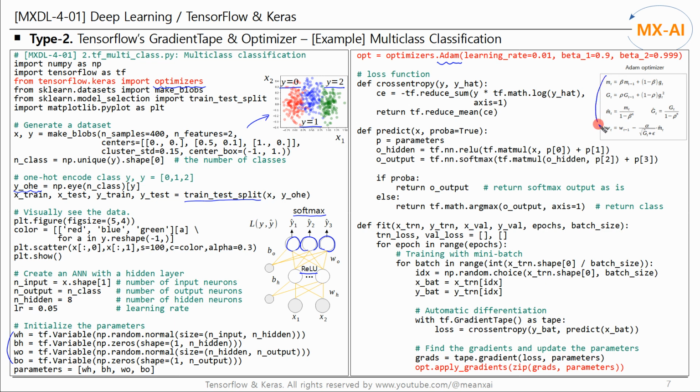We looked at the optimizer in detail in the second series. Since this is a multi-class classification problem, we use cross-entropy as the loss function. You can apply the optimizer like this for updating parameters. This applies the Adam optimizer and updates the parameters using the gradients calculated above.